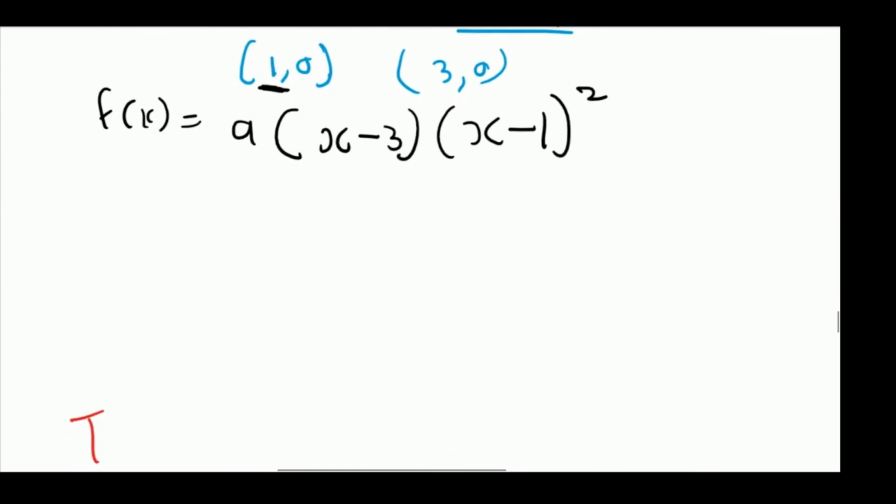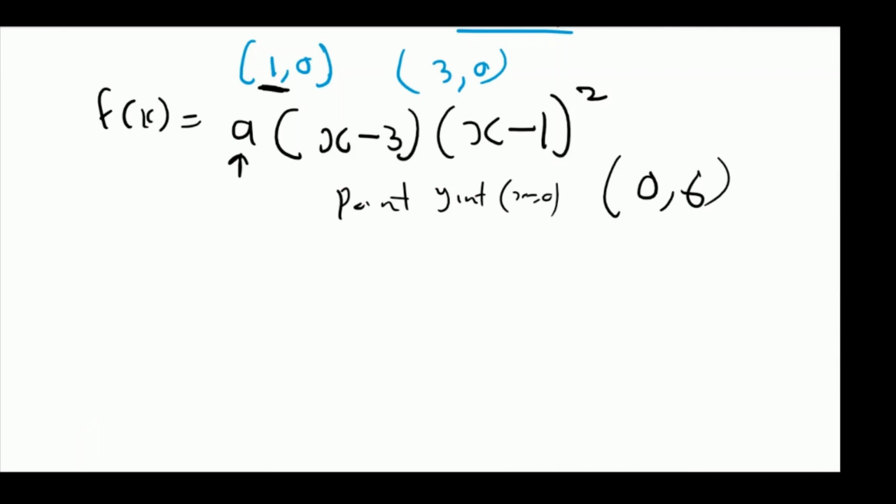So now that we have this, we're going to use a point, which is our y-intercept, to substitute. Y-intercept when x equals 0. So that point is (0, 6). Why are we substituting this point? We want to find the value of a. So we're going to substitute it.